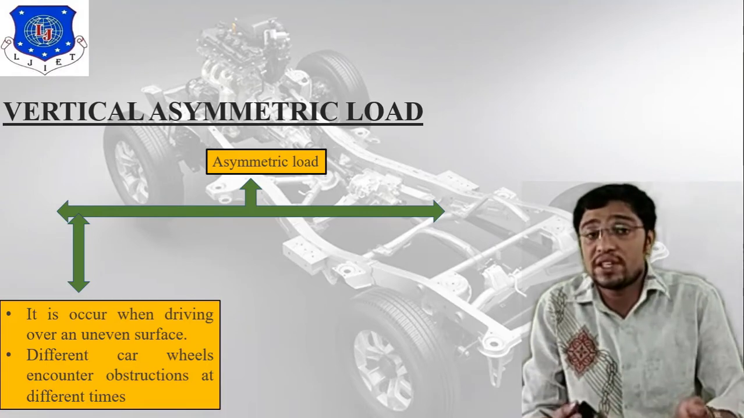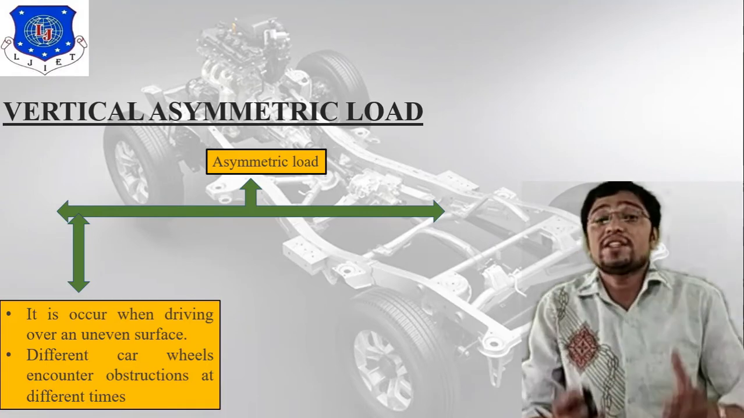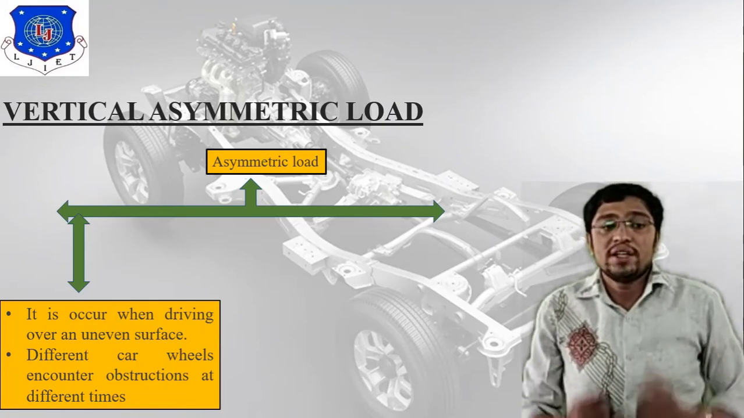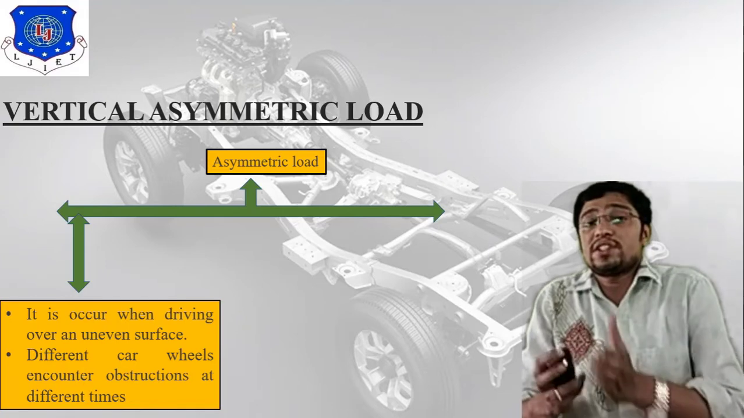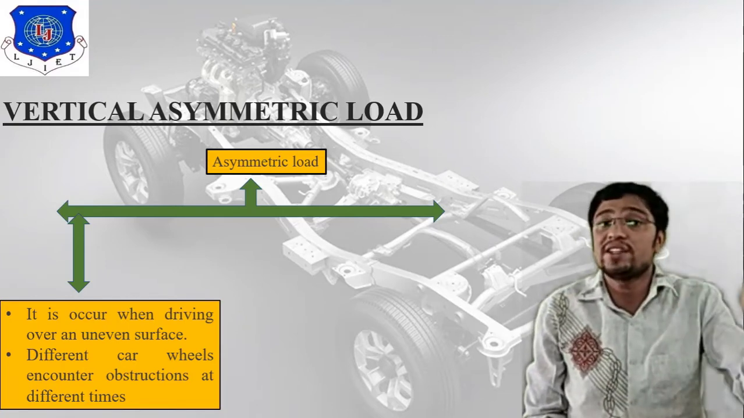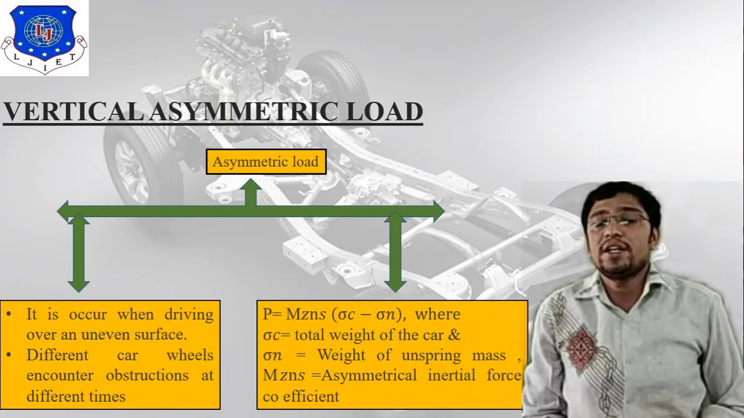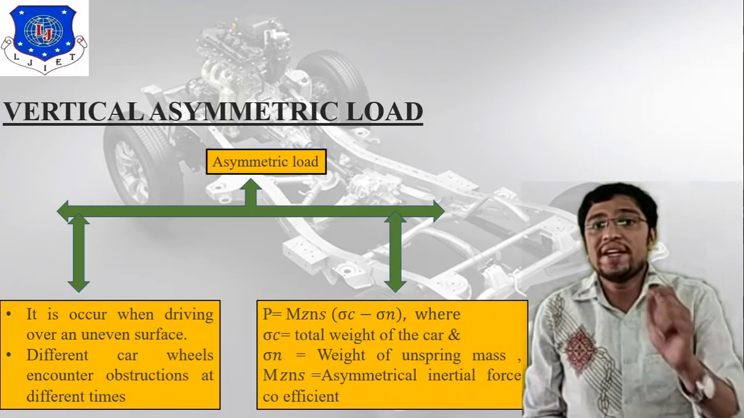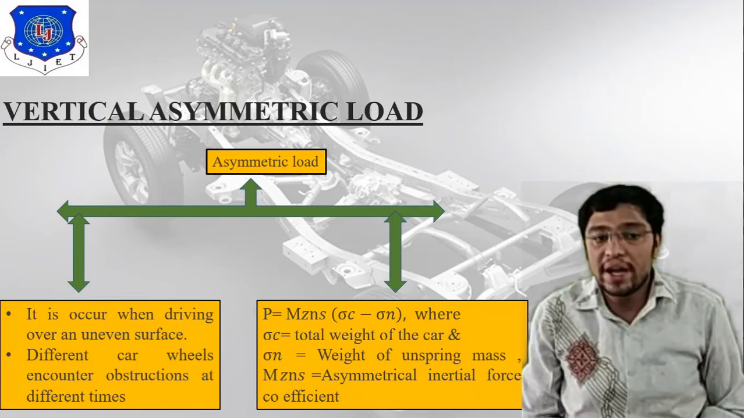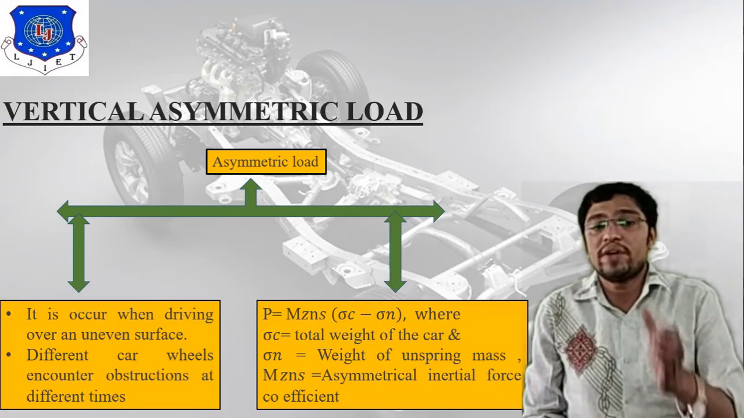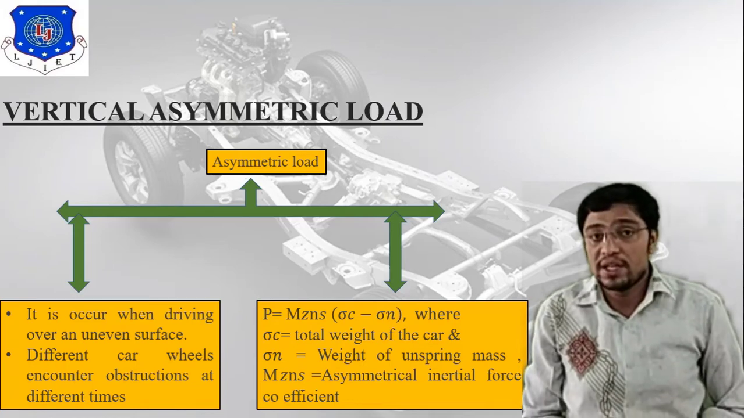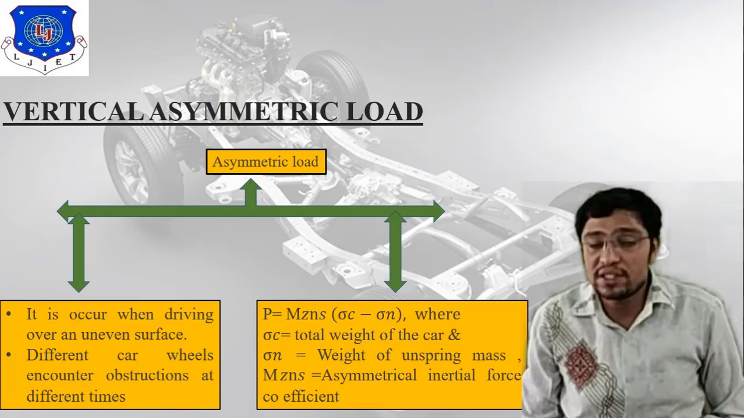There is some friction at the front axle, and this type of vertical asymmetric load will be generated. Second and important, different wheels will encounter obstruction at different times. So vertical asymmetric load is different from vertical symmetric load, right? Second and important one is the equation. P is equal to mzs (sigma c minus sigma n), where sigma c is equal to the total weight of the car, sigma n is equal to the weight of the unsprung mass, and mzs is very important.